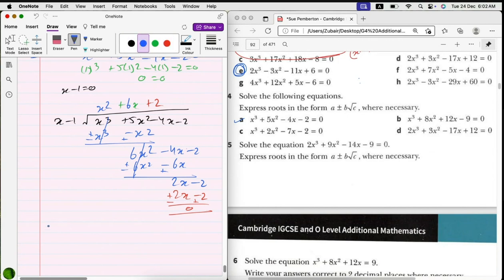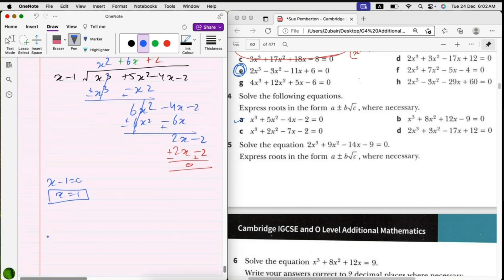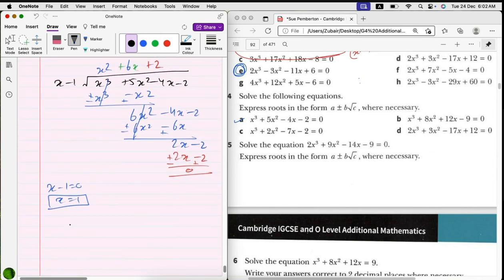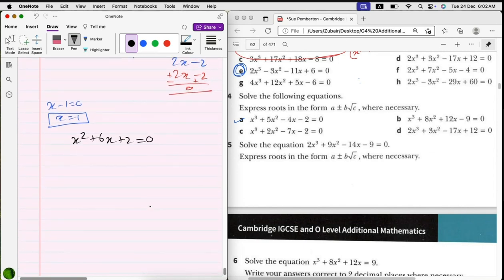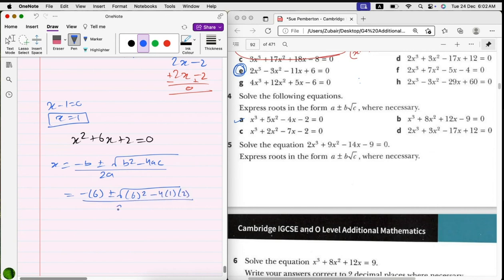So the first one is already done, x minus 1 equal to 0, which was x equals 1. And the remaining is x squared plus 6x plus 2 equals 0. And yes, I would go for the quadratic formula where x equals minus b plus minus square root of b squared minus 4ac over 2a.